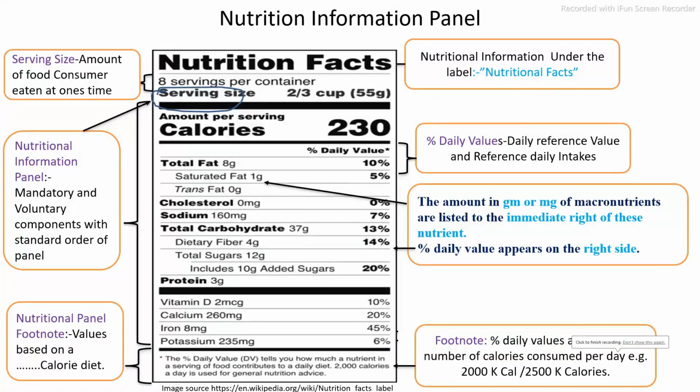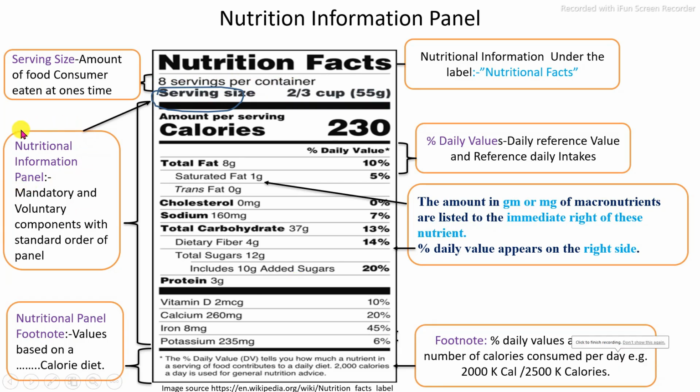What are the basic terms involved in the nutritional fact label and how to read it? This is the typical example of nutritional fact labeling, and the first main term is the serving size. Serving size means the amount or quantity of that specific food that can be eaten by a consumer at one time. For example, 2/3 cup, which is approximately 55 gram, and the total servings per container must also be declared, for example 8 servings per container.